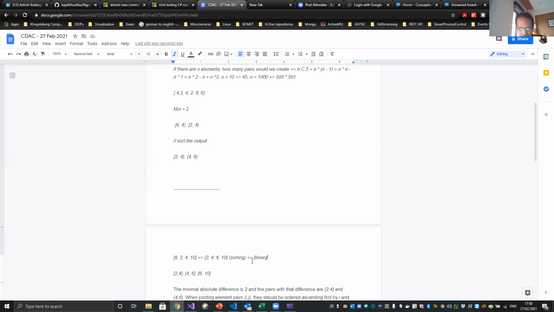Bubble sort, yes, bubble. But is there something called binary sort? No, there is a binary search. Searching is different than sorting. So there's nothing called binary sort. There is definitely something called bubble sort.